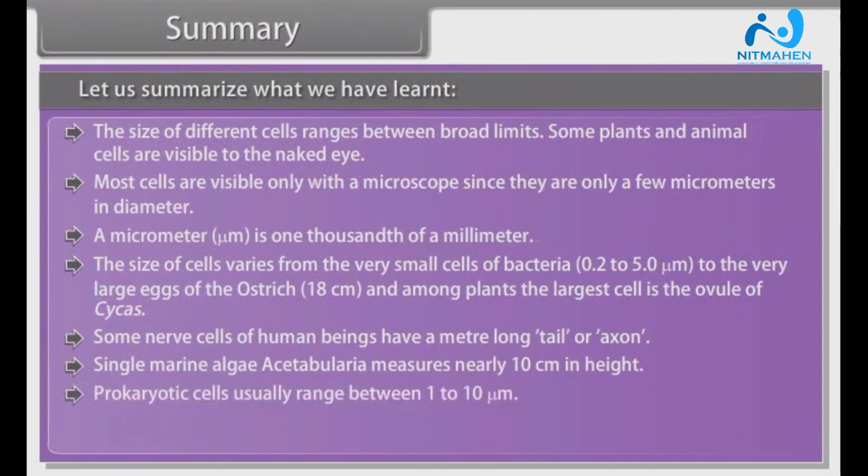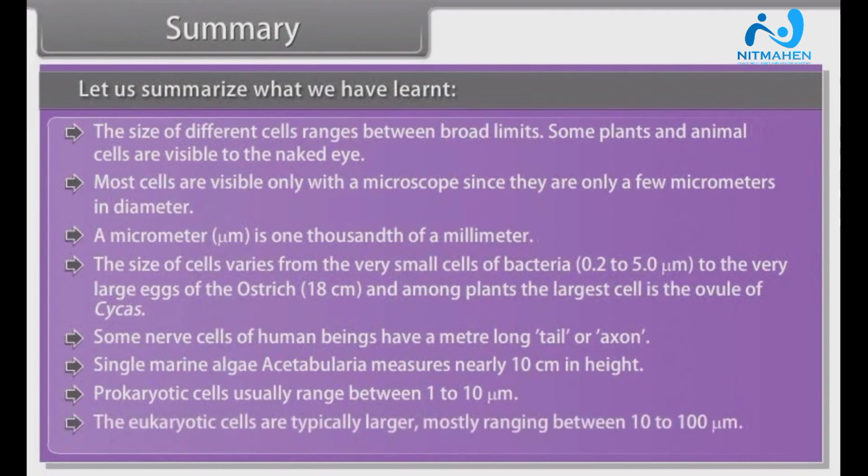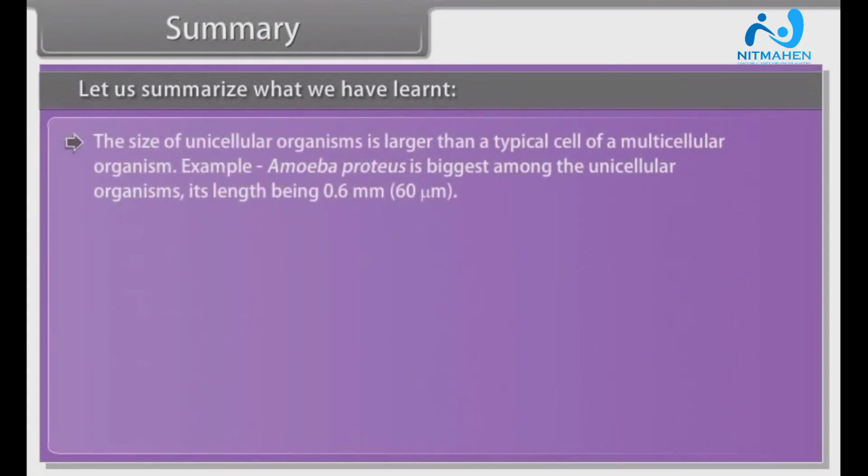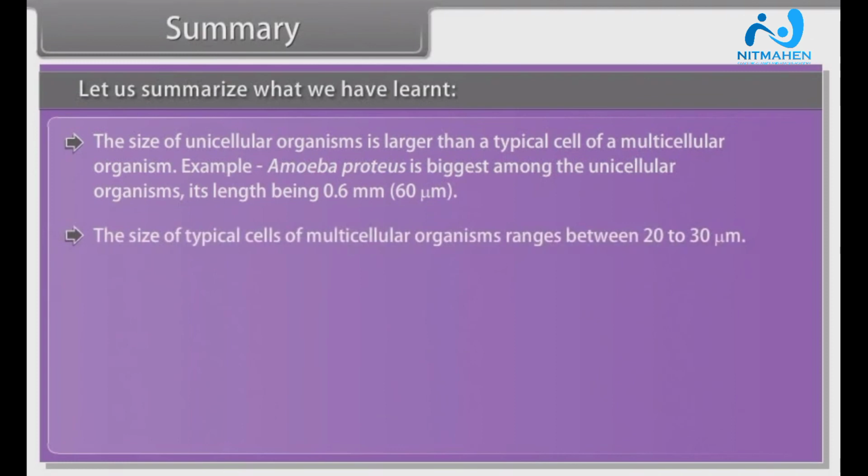Prokaryotic cells usually range between 1 to 10 micrometer. The eukaryotic cells are typically larger, mostly ranging between 10 to 100 micrometer. The size of unicellular organisms is larger than a typical cell of a multicellular organism. Example, Amoeba proteus is the biggest among the unicellular organisms, its length being 0.6 millimeter, that is 600 micrometer. The size of typical cells of multicellular organisms ranges between 20 to 30 micrometer.